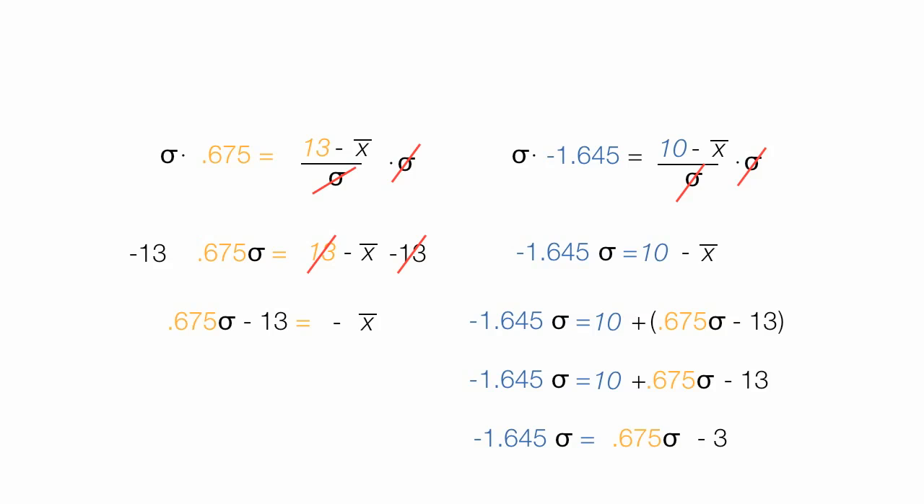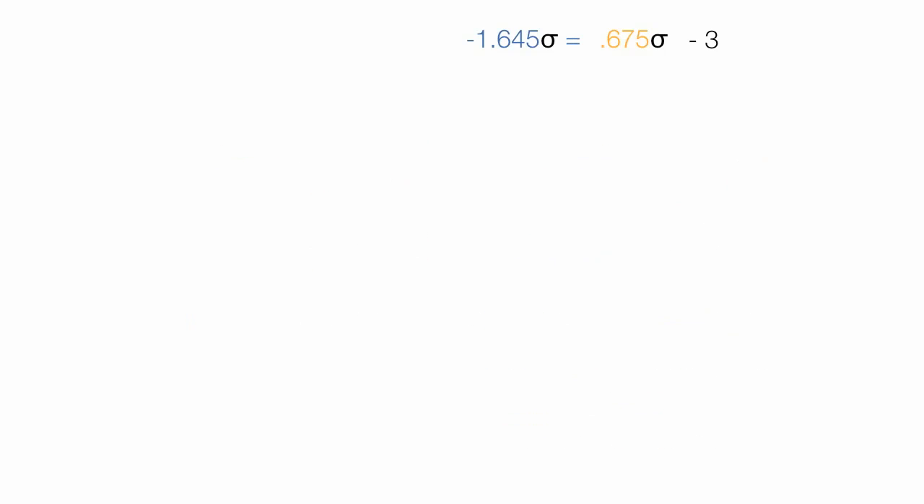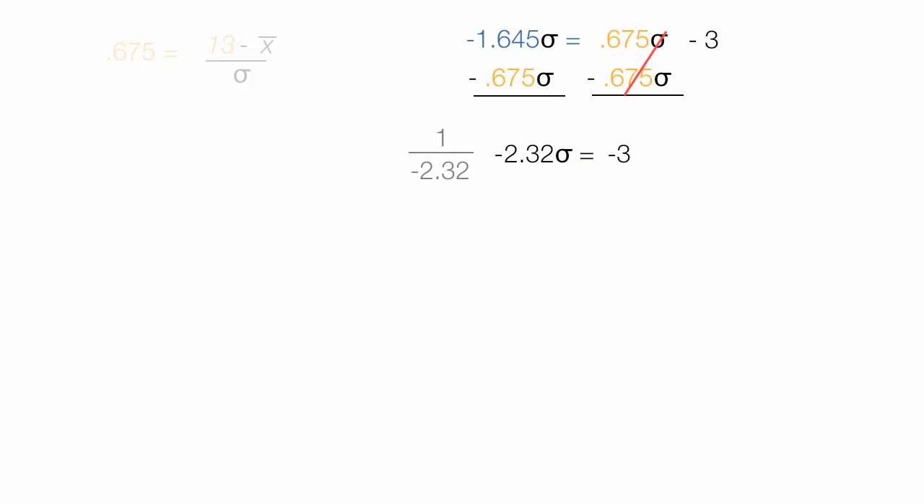I'm running out of space, so I have to start over on another page, and I'll rewrite the equation. And I'll write the other equation because we don't want to lose track of that. Now I subtract 0.675 sigma from both sides of the equation. And of course, on the right-hand side, where I slash it through with a red line, that equals 0. I'm left with the following equation. I want to solve for sigma. Now I multiply both sides of the equation by 1 divided by negative 2.32, which gives me sigma is equal to negative 3 divided by negative 2.32. That simplifies to sigma is equal to 1.3.